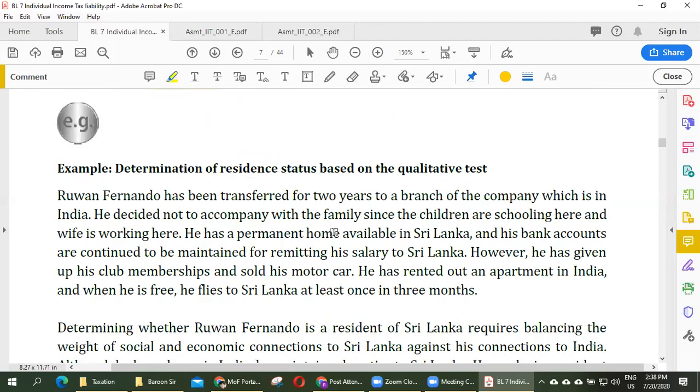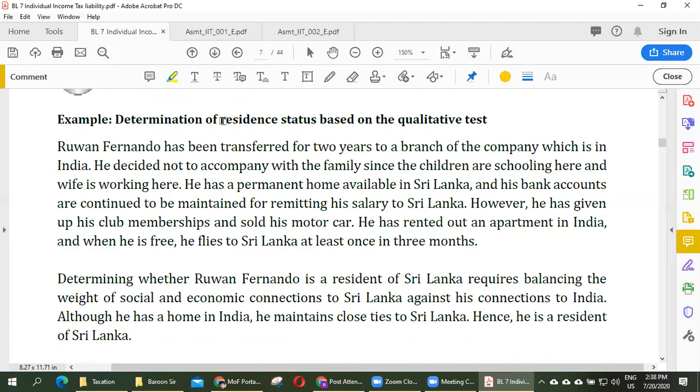And here is another example of determination of resident status based on the qualitative test.